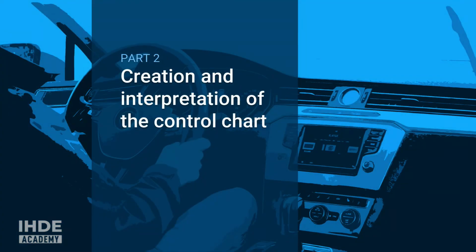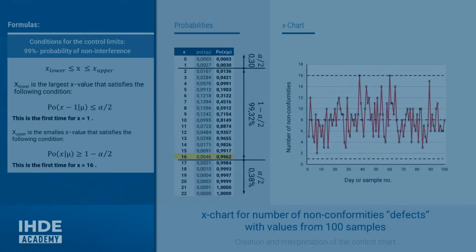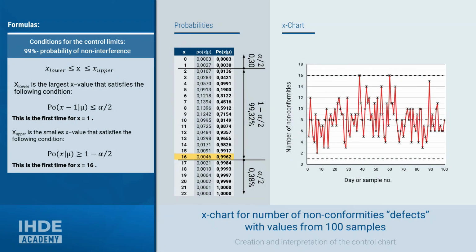Now we come to the creation and interpretation of the X chart. In this control chart, the number of defects per unit is plotted on the y-axis. In our example, the number of defects per sample of 200 pieces. On the x-axis, the number of the sample. In our example, 1 day corresponds to a random sample. The number of defects per sample was entered in the control chart for 100 consecutive days.